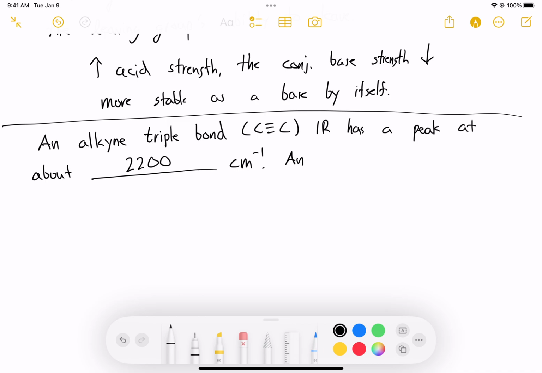An alcohol, OH, IR. So this one is very, very distinct. Has a peak at around.